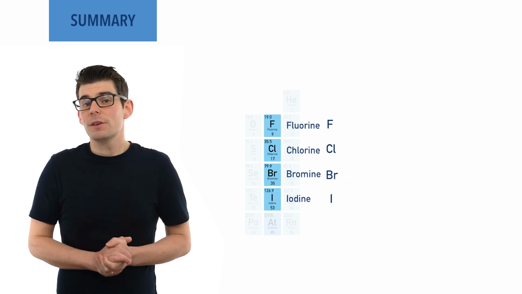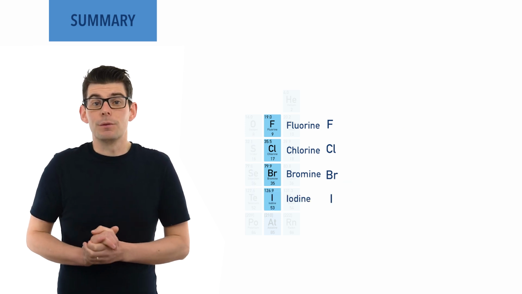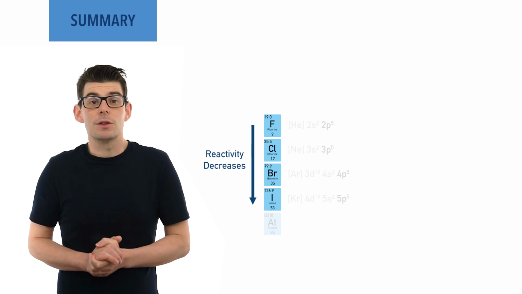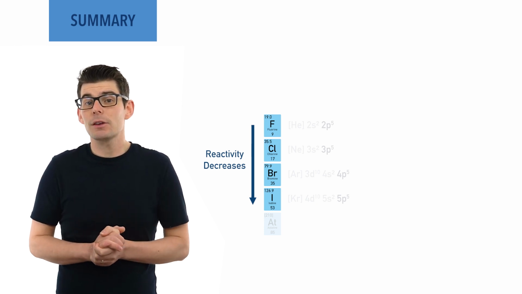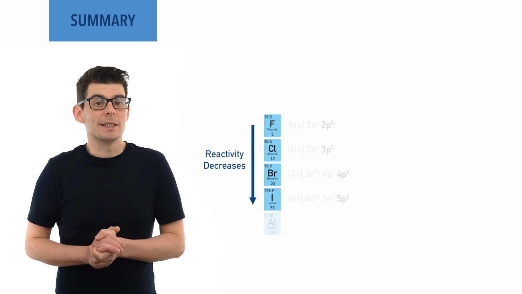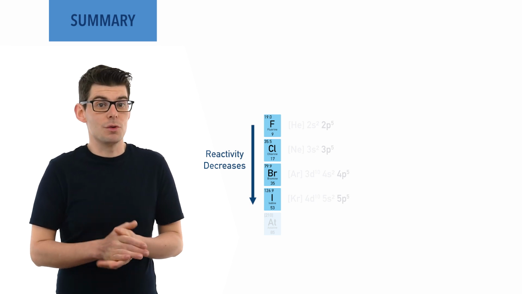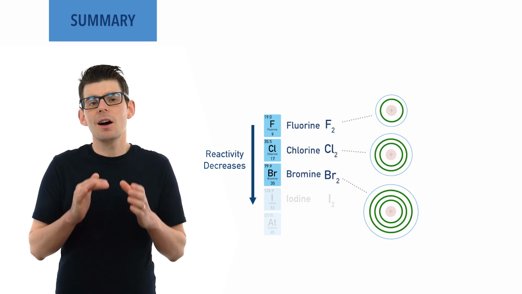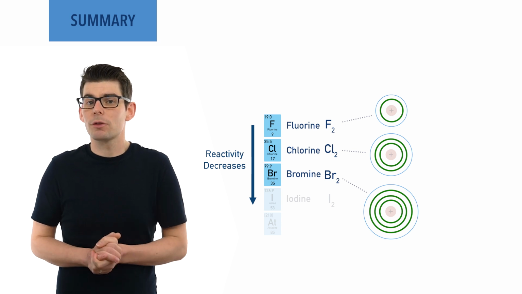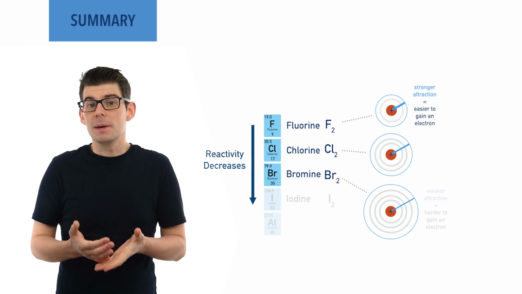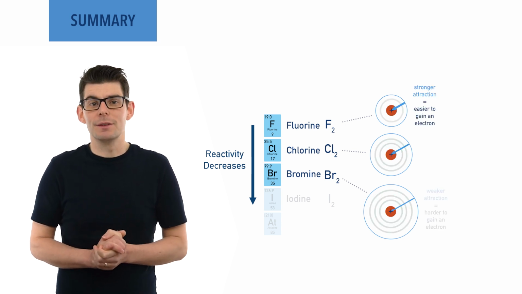The reactivity of the halogens decreases down the group. This is because the halogens react by gaining an electron to form ions with a 1 negative charge. And the increased level of inner electron shielding as you go down the group means it gets harder for the atom to attract an electron and form an ion, meaning the atoms become less reactive.